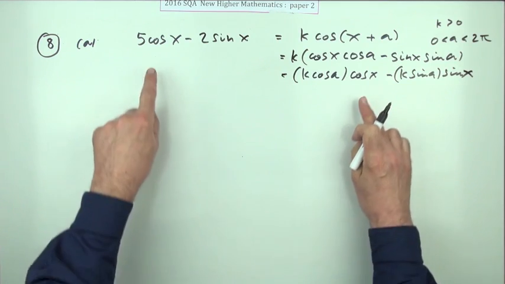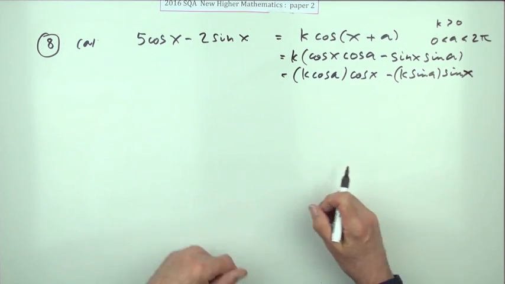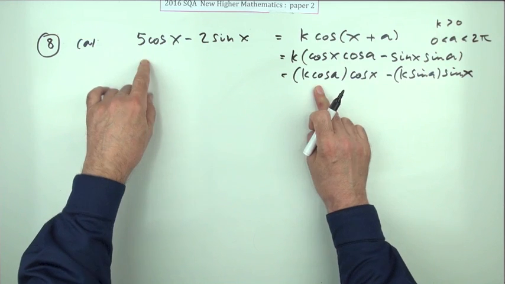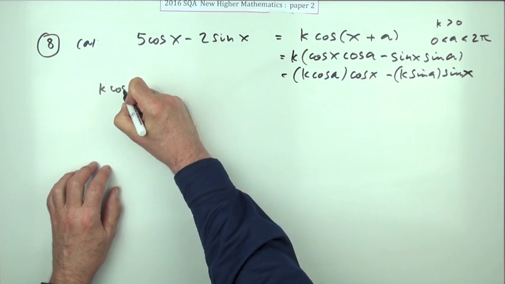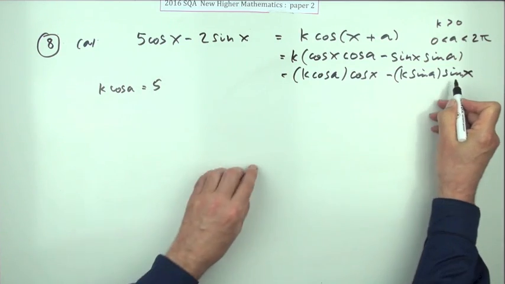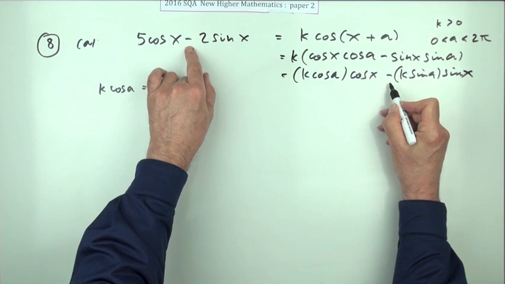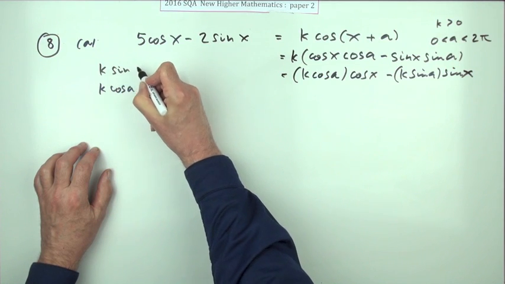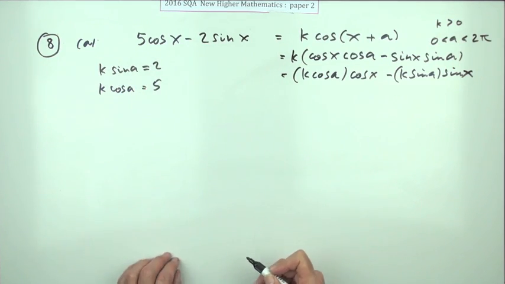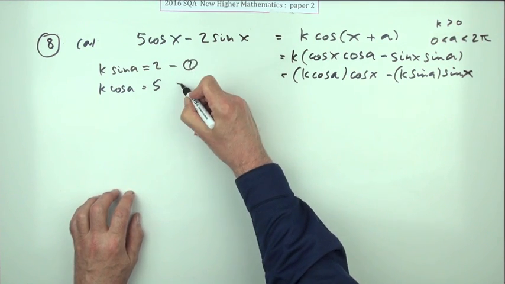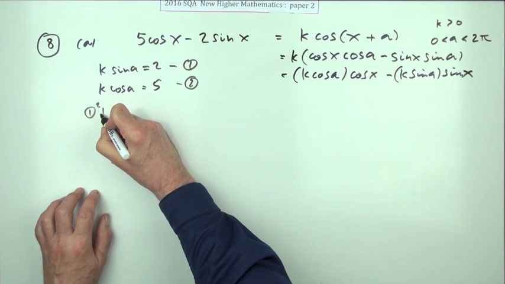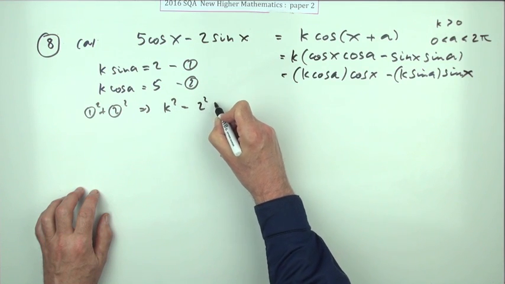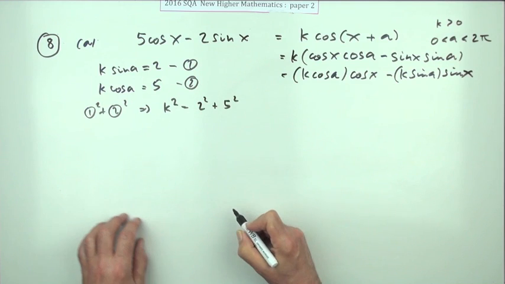x. So now you can compare corresponding coefficients, so that the cos gives you k cos A is 5, and for the sine x you've got negative negative, so that's handy, so you've got k sine A is 2. And then combine them, for good reason. So if you do 1 squared plus 2 squared, you'll end up with k squared equals 2 squared plus 5 squared.